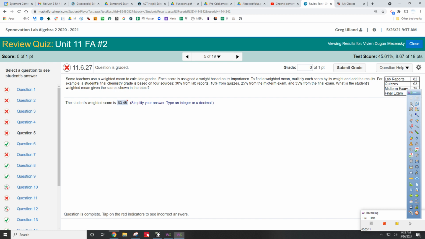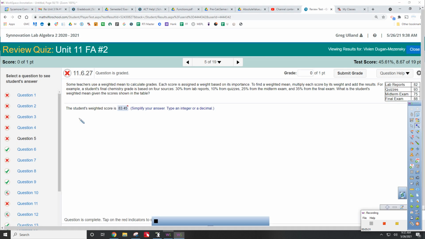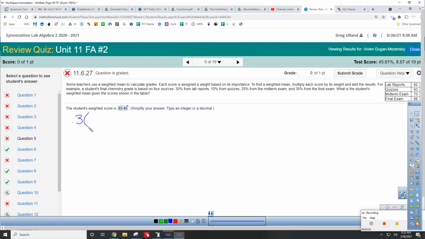Find a weighted mean. Okay, this is really important for you to do because this is how most of your classes work. You were just a little bit off. For here, you go 0.3 times the lab report average, 0.3 times 82.